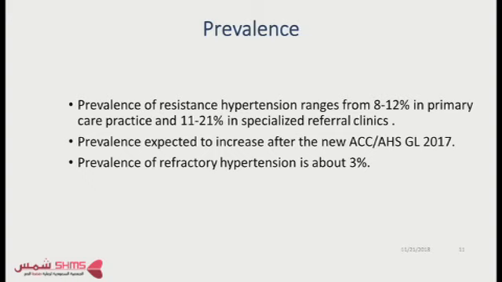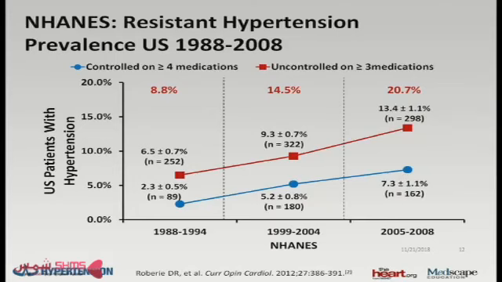Prevalence is probably 8 to 12% in primary care, and probably about 11 to 21% in specialized referral centers. The prevalence is expected to increase after the new guidelines, and the prevalence of refractory hypertension is about 3%. So refractory hypertension is always less prevalent than resistant hypertension. This is the uncontrolled resistant hypertension. Again, the prevalence rate goes with about 10%.